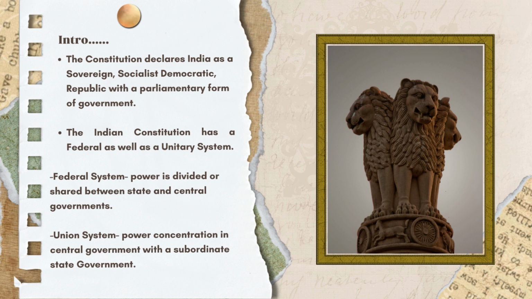The Constitution of India has a federal as well as unitary system. In the federal system, the power is divided or shared between the state and central governments, while in the unitary system, the power is concentrated in the central government with the subordination of state governments.